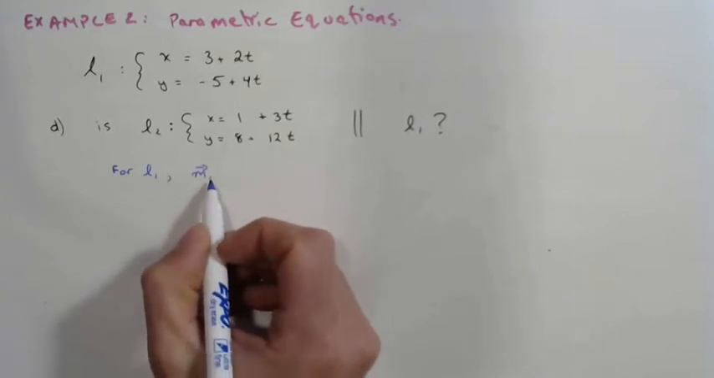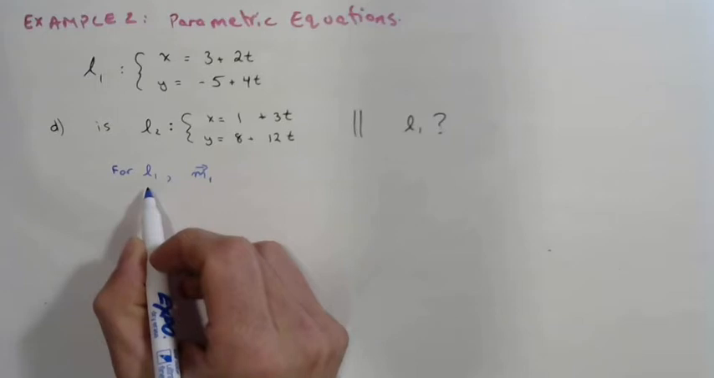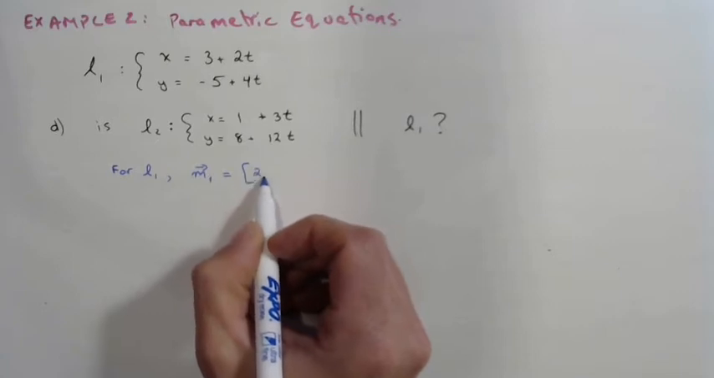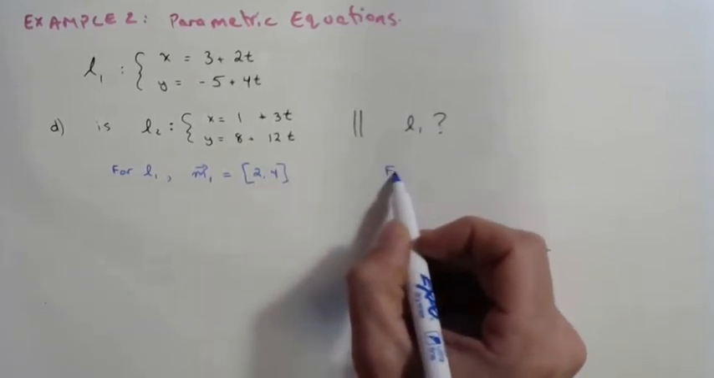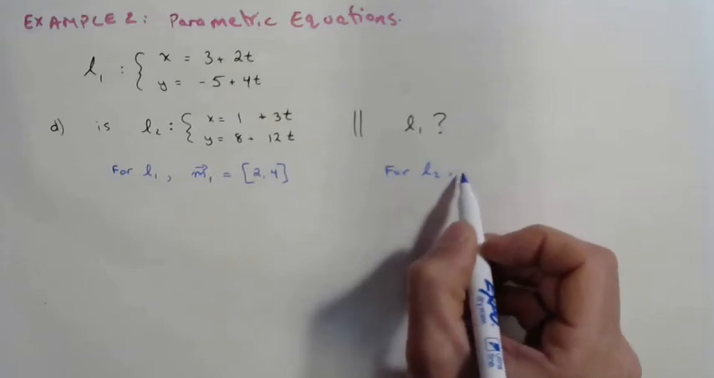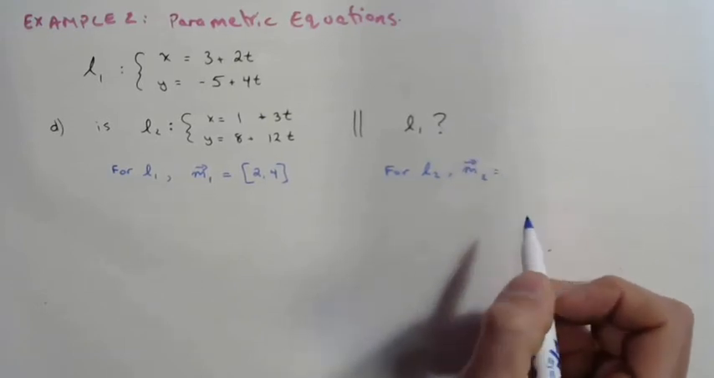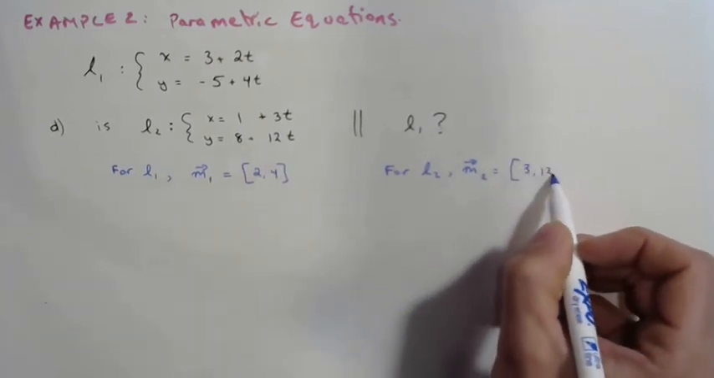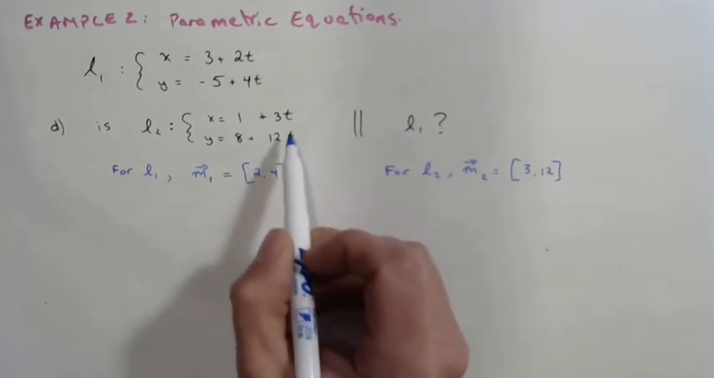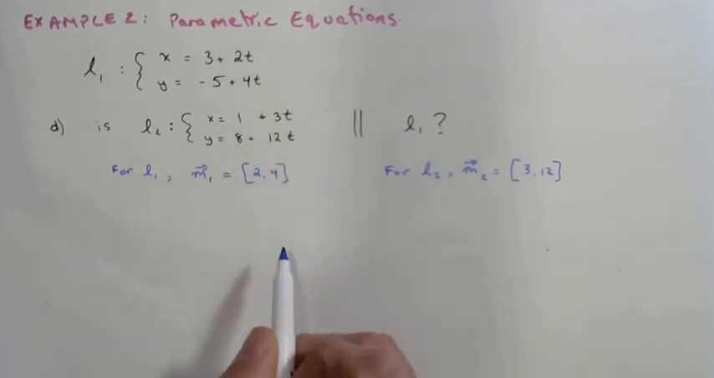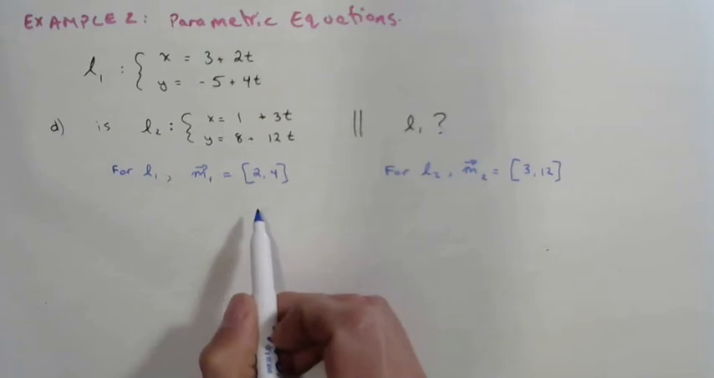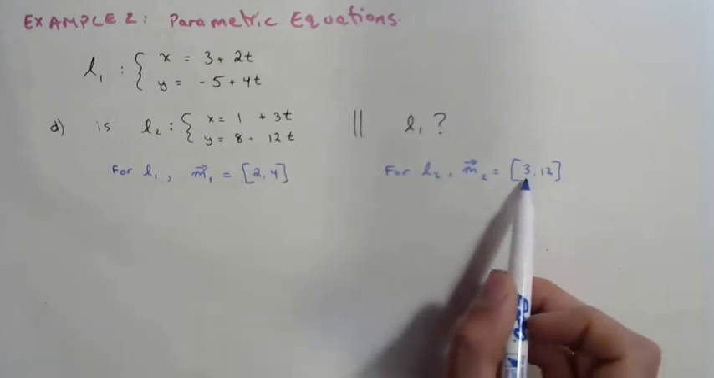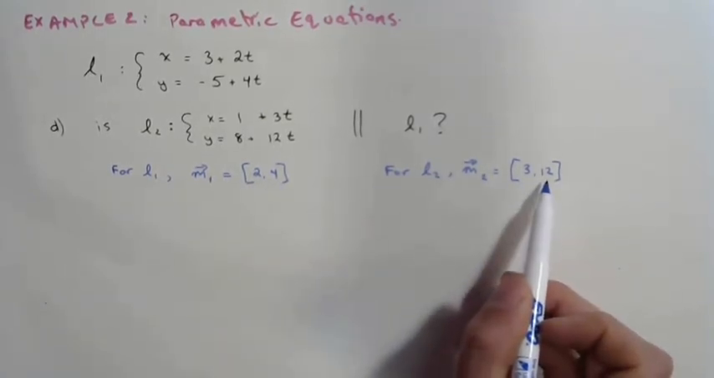The direction vector, we're going to call it m1 for the line L1, and this is the direction vector 2, 4. Now for L2, our second direction vector in question, the direction vector is 3, 12. So there has to be a multiplier, let's call it k, the same multiplier that will relate 2 to 3 needs to be able to relate 4 to 12, okay?